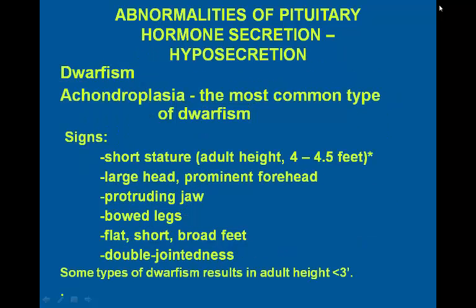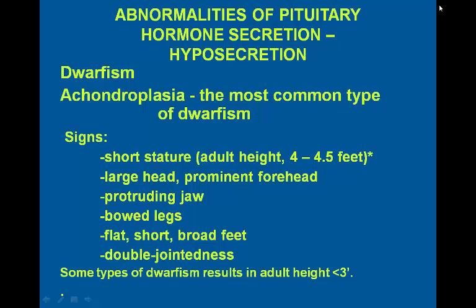The other end of the spectrum then would be not enough growth hormone, or hyposecretion of growth hormone. This causes a type of dwarfism called achondroplasia, which is also called pituitary dwarfism. This is the most common type of dwarfism, although there are other types.